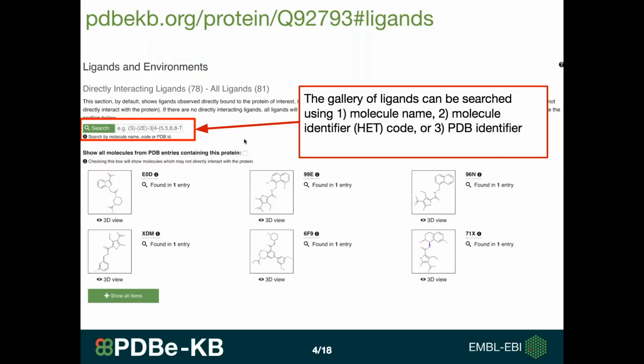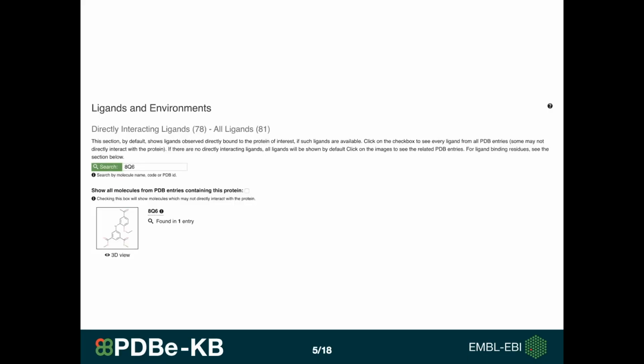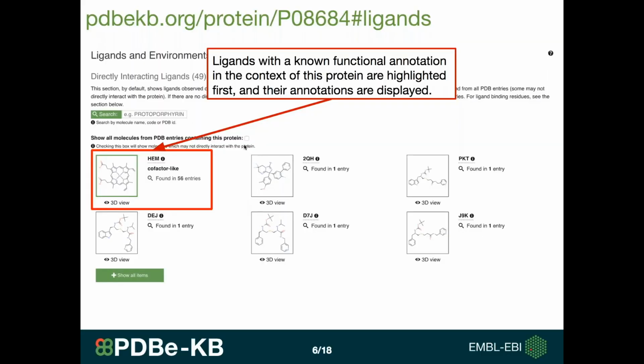You can also use a search field in order to search for a particular ligand of interest based on the molecule name, molecule identifier, or PDB entry. And then the list just gets populated with whatever your query is. For some ligands, we do have a functional annotation, and those are sorted at the top of the list. If the annotation is known, for example, cofactor in this case, the function is given.